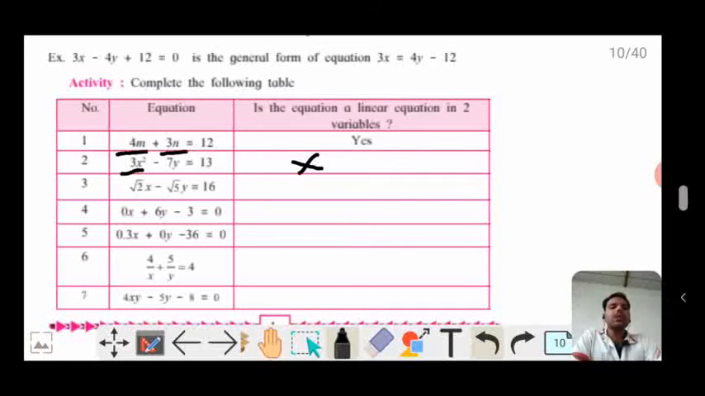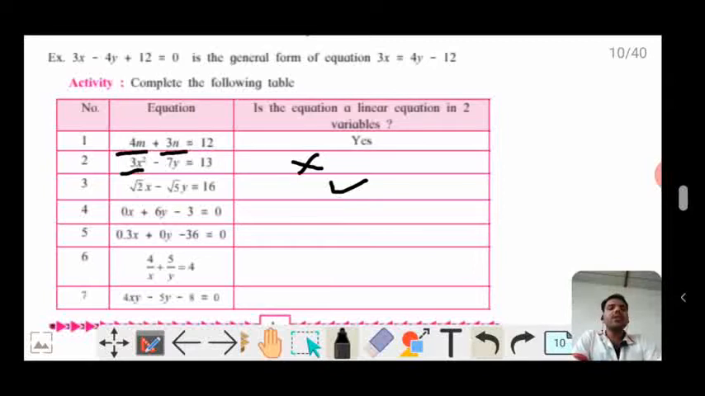So let's see the next example. In this example, root 2x minus root 5y is equal to 16. Here the root is only for the coefficient, not for the variable. So the power of both the variables in both the terms is 1. So we can say this is a linear equation. Okay, let's see the next example.